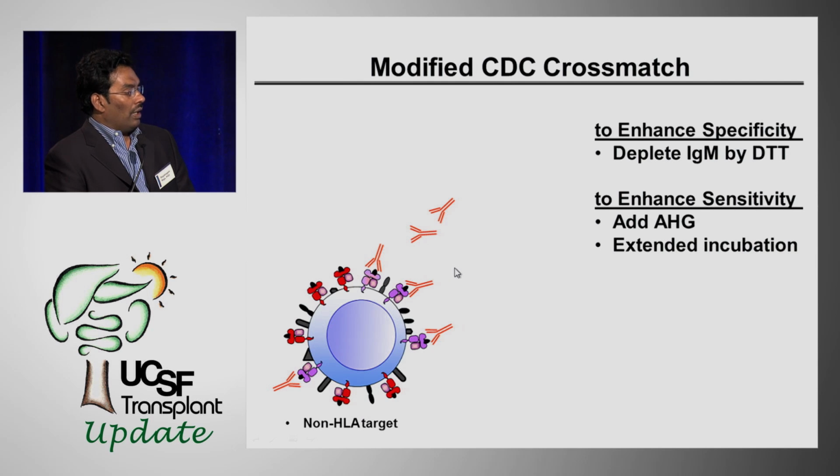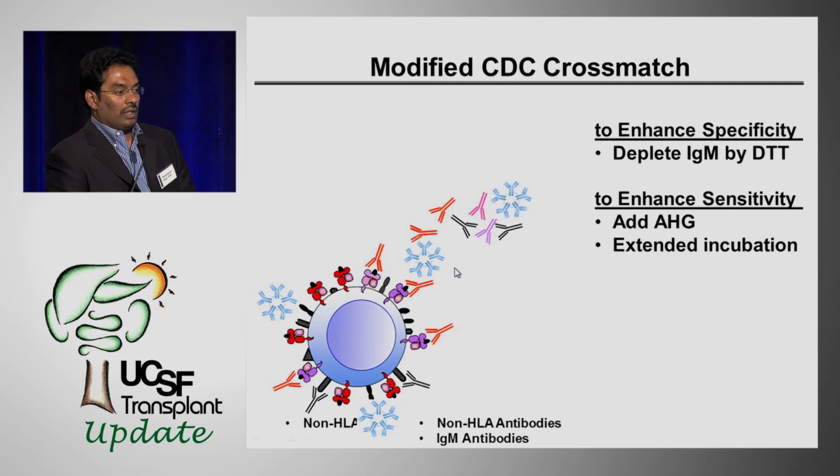And in the same way, the recipient serum not only has HLA antibodies, but it also has other antibodies, including IgM antibodies. The IgM antibodies can kill the cells, because they can fix complement, but it is not clinically relevant. So people use the chemical DTT to deplete all these IgM antibodies, or they add anti-human globulin to enhance the sensitivity of the cross-match testing. But still, it is not good enough. Still, there are a lot of false positive and false reactive reactions.